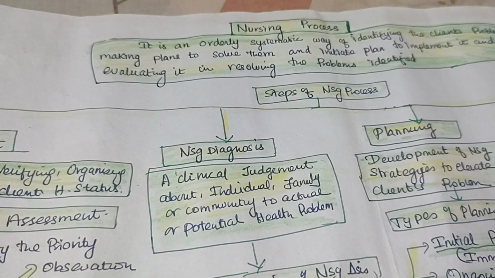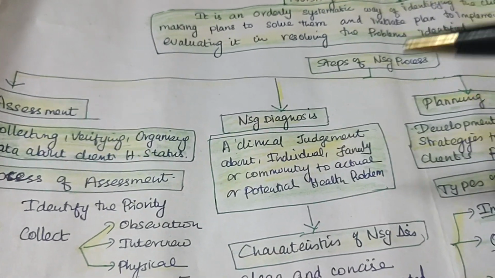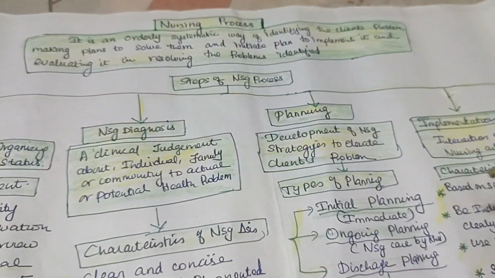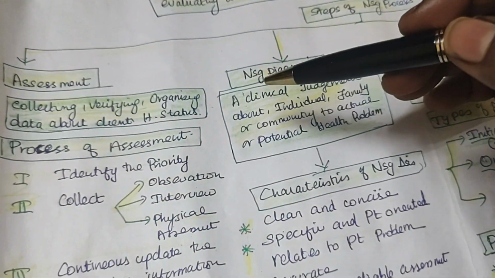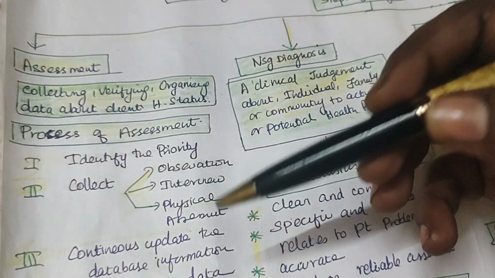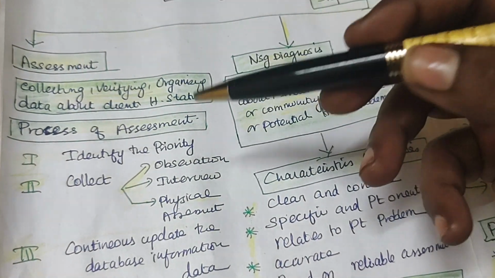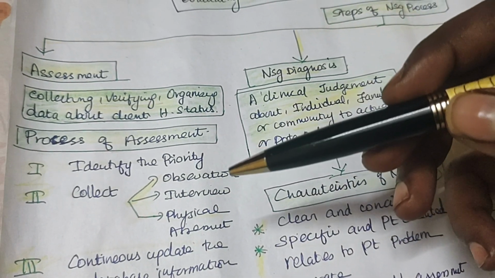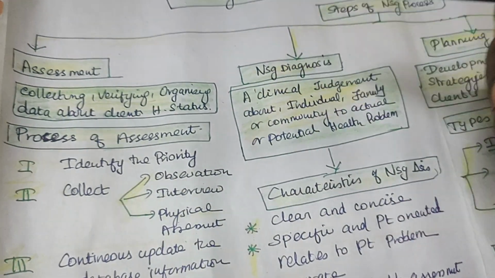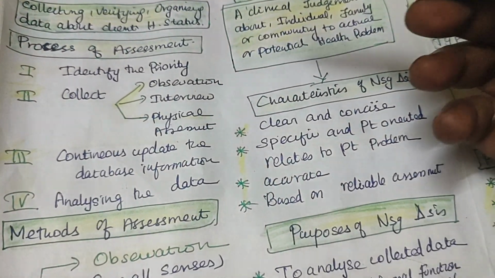It is a systematic problem solving approach. If you see the steps of nursing process: assessment, nursing diagnosis, planning, implementation, and evaluation. What is called assessment? Assessment may be a subjective or objective assessment. What is the meaning of assessment? Collecting, verifying, organizing the data about the client and his health status. So, if you see the process of assessment, identify the priority.